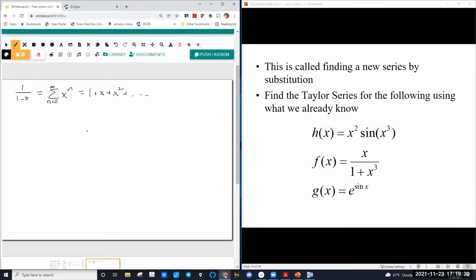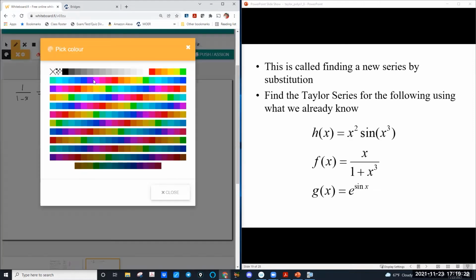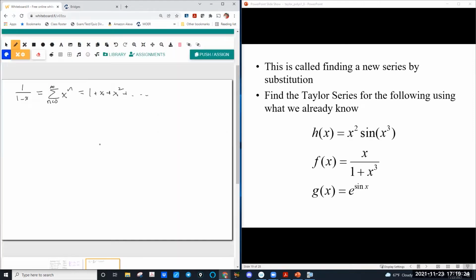I'm going to do this in a couple of different steps, and I'll use different colors to identify. The first thing we're going to do is take care of the 1 plus x cubed. How do we make this look like that? Well, here's how we do it. So 1 over 1 minus a negative x cubed.